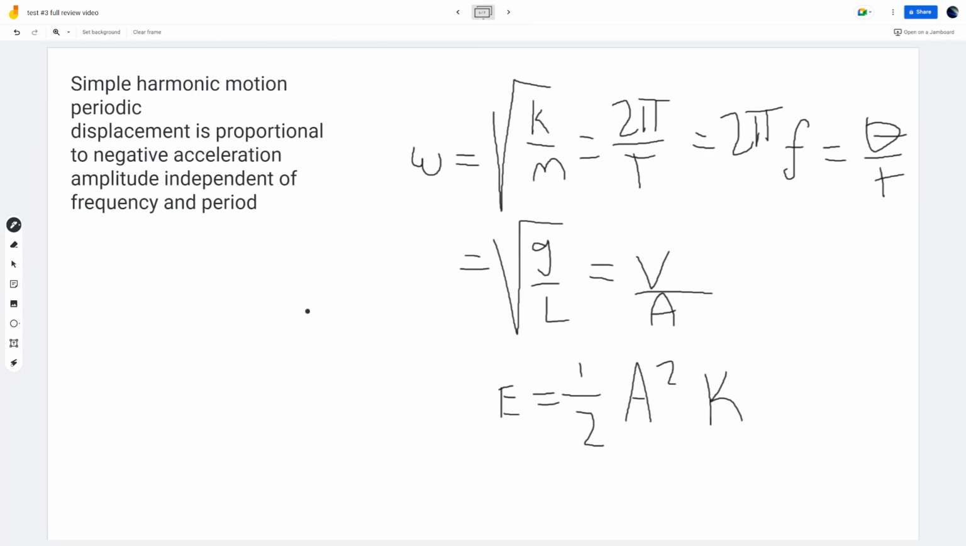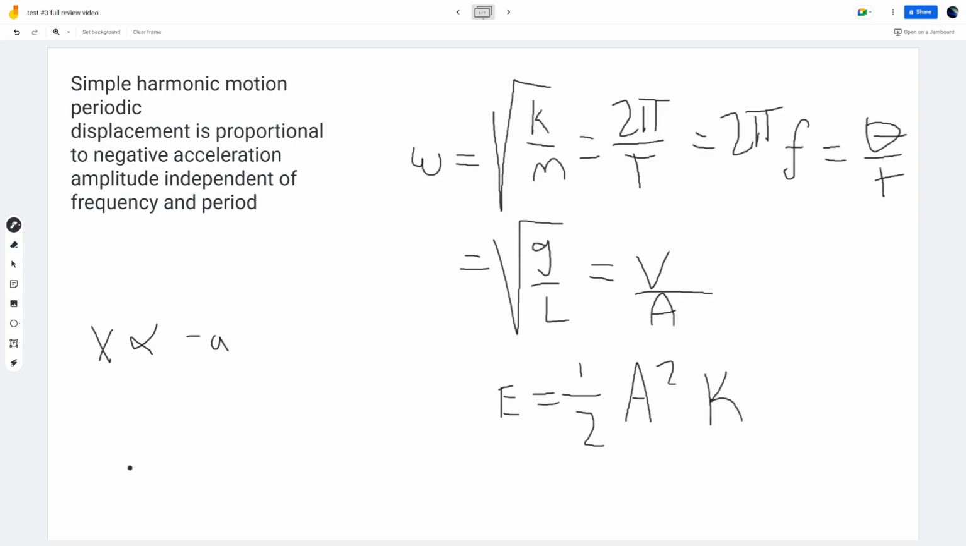So now simple harmonic motion. There are three parts of simple harmonic motion that he went over. It's periodic, so that means it has periods, so it's like going back and forth. He said it's also sinusoidal, so it could be modeled with a sine or cosine. The displacement is proportional to the negative acceleration. So this basically means not equals, I'll just say proportional. So negative acceleration.